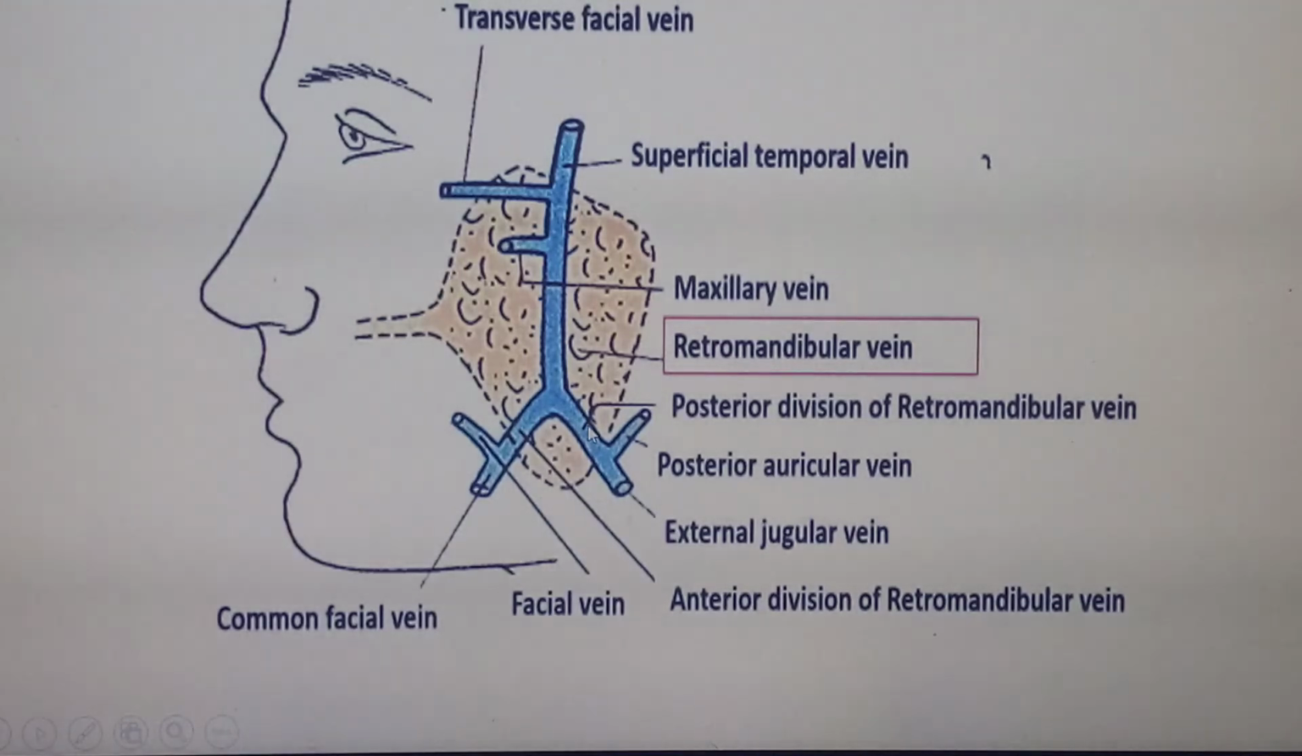So in all, what have we seen in terms of the veins? We will see the superficial temporal vein. We will see the transverse facial vein running through it. We will see the maxillary vein. We will see the retromandibular vein alongside its anterior and posterior divisions running through the substance of the parotid gland. So it means that these veins can also get injured during parotid gland surgery, so care must be taken so that we don't cause injury to them.